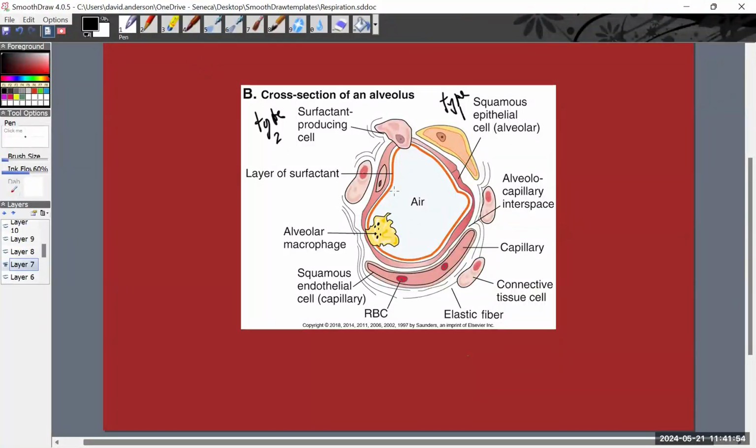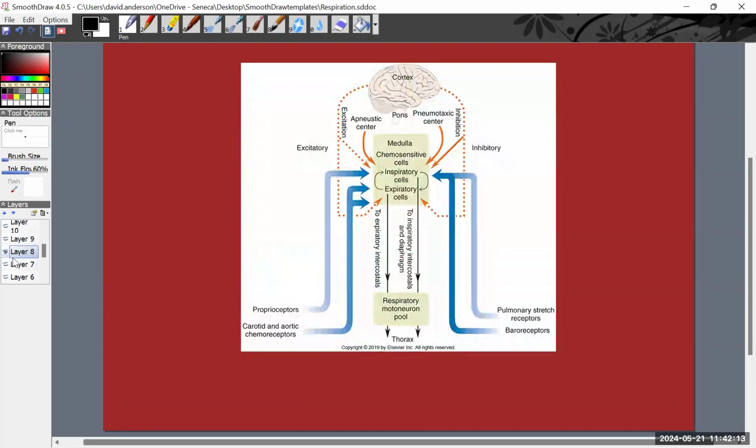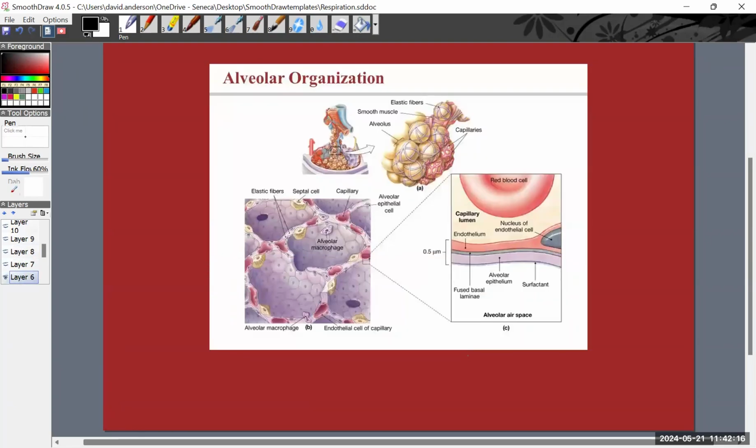There's our macrophage, keeping the environment nice and clean. And we can see a blood vessel nearby. We won't worry too much about that blood vessel just yet. We'll talk about it a little bit later. Okay, now if we want to look at the way things broke down, we'll look at that a little bit later. So in this picture here, what we're looking at is a section of alveolus with a blood supply.